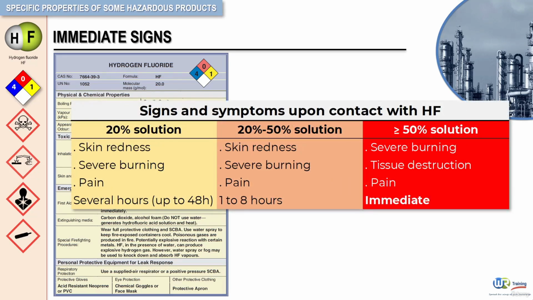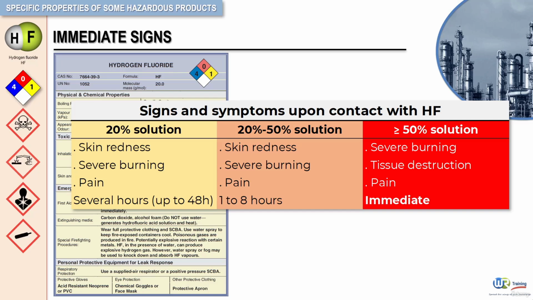The following table summarizes the signs and symptoms upon contact with skin, depending on level of concentration. As seen here, skin redness, severe burning, and pain may not appear for several hours following exposure to a 20% solution of HF. Burns are apparent within 1 to 8 hours after exposure to 20 to 50% HF solutions. Immediate pain and tissue destruction occur following exposure to a 50% solution of HF. Even small splashes of high concentration HF on the skin can cause death.